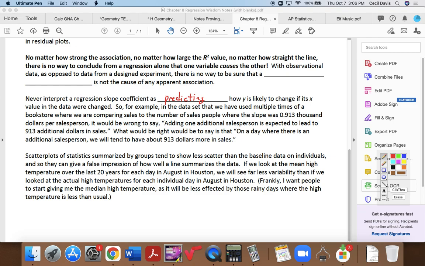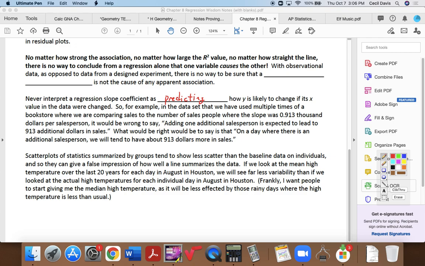We will see far less variability than if we did the individual days. This is why I always dislike it when places say, the average high temperature in August in Houston is like 92 degrees. Correct, however, they're including those days where you had the massive thunderstorm and it didn't get above 75. Those outliers tend to move that. And especially if you're doing an average of an average, because they average together each day and then they average together the month, that shows a whole lot less variability than if you're looking at the individual ones.